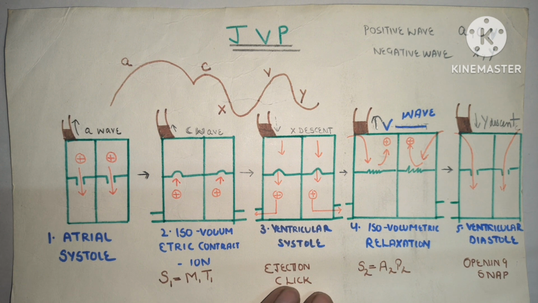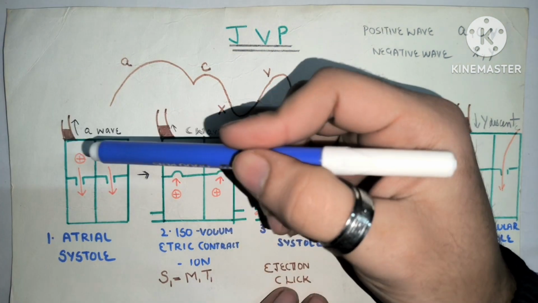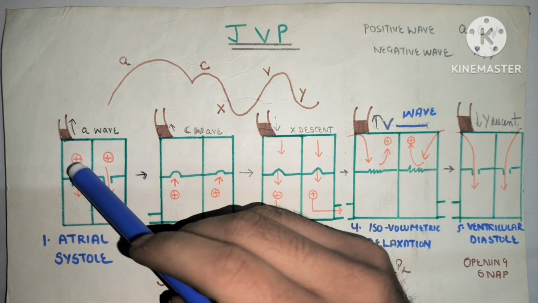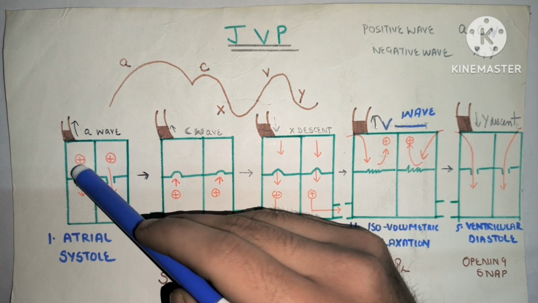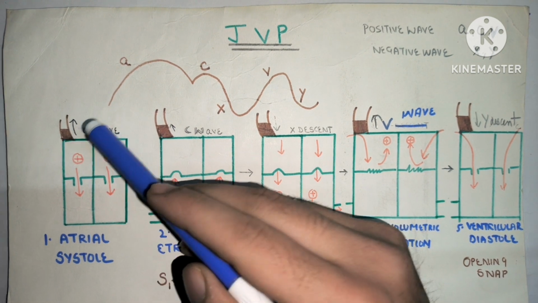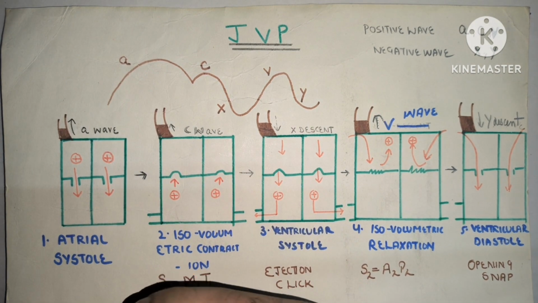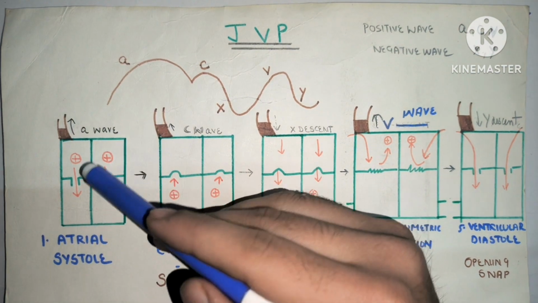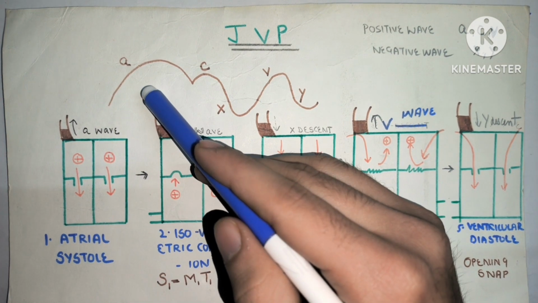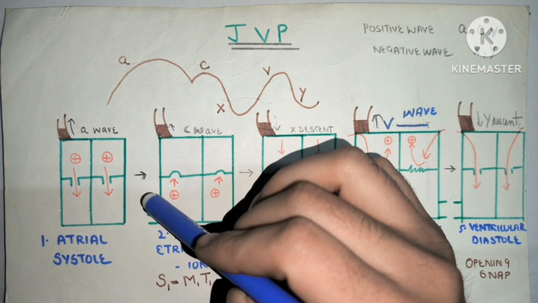Okay, so let's start. Guys, always remember the pressure change in the right atrium is directly linked to the jugular vein pressure. Okay, first of all, keep this in mind. Now we are going to correlate this waveform with the cardiac cycle.